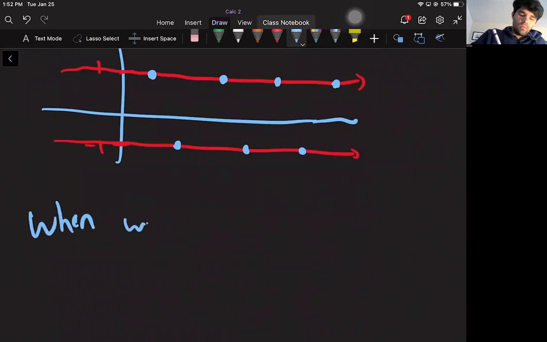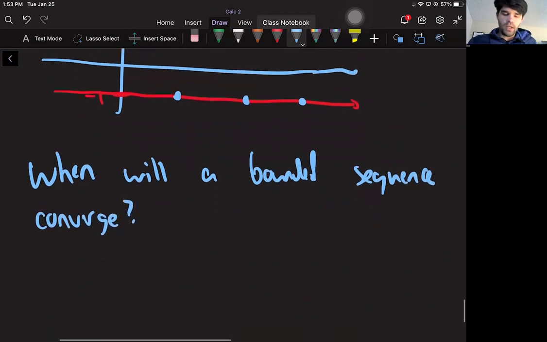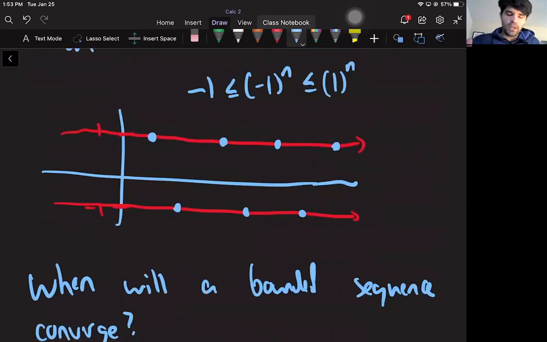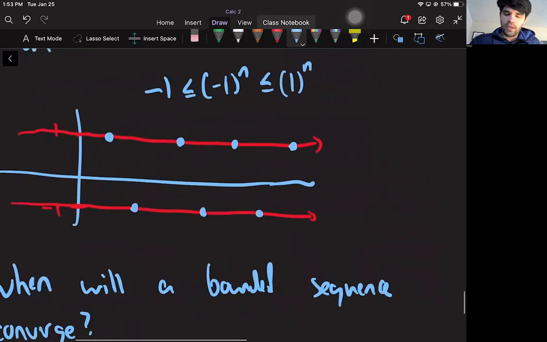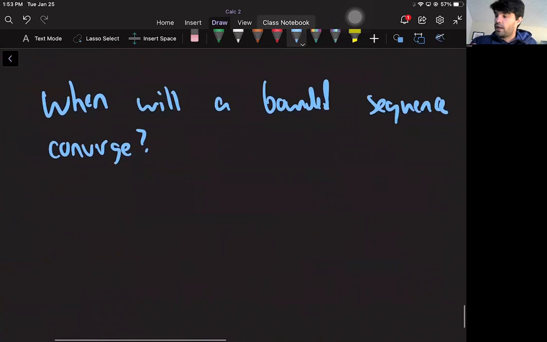When will a bounded sequence converge? Well, if you could say something else about these blue dots, then that's what we're looking for. And here's the property that we need.